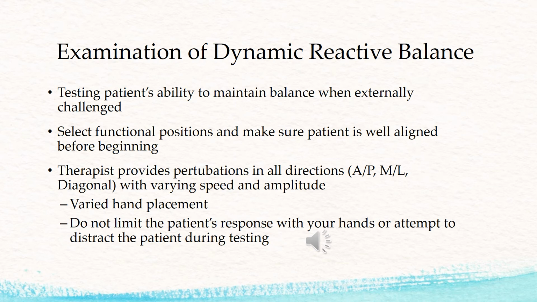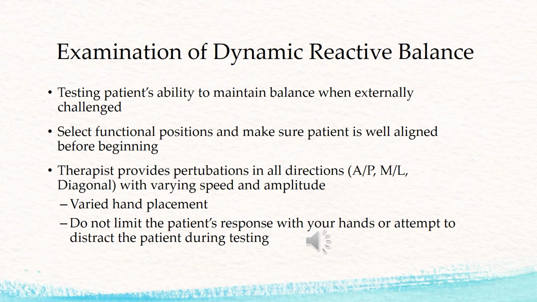Where you put your hands on your patient for the perturbation will really vary based on that patient's functional presentation, your size compared to your patient's size, the position that you're going to test that patient in. It really can vary, and you could have a rationale for a number of positions that you've chosen. But what's really important, no matter where you have your hands to provide that perturbation, is that you don't limit the patient's natural balance reactions with your hands.